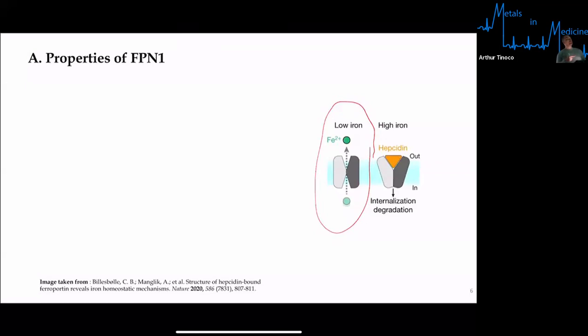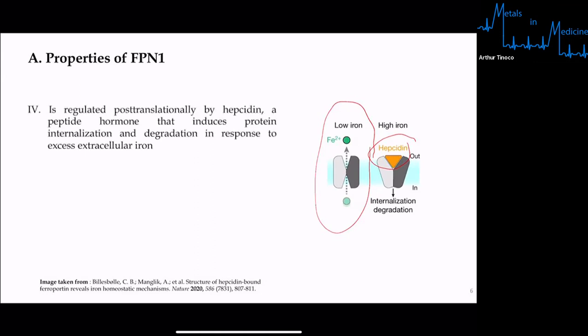But when you have a situation where there's simply too much iron, you have this other protein, a hormone, that helps regulate how much of that particular protein is accessible. The interaction of hepcidin coming into contact with ferroportin is important, and that interaction leads to internalization and basically a decrease in the amount of ferroportin that's available.